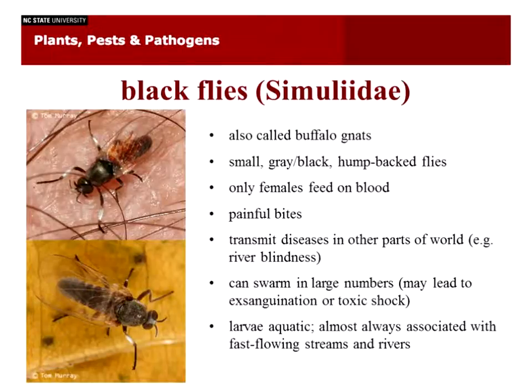So while we don't have a lot of them here, especially in the Piedmont and the coast, because we don't have a lot of these fast-moving streams that the larvae are associated with, in the mountains they can be more of a problem. And just know that their habitat is where they're coming from. The larvae require fast-flowing, well-oxygenated streams.